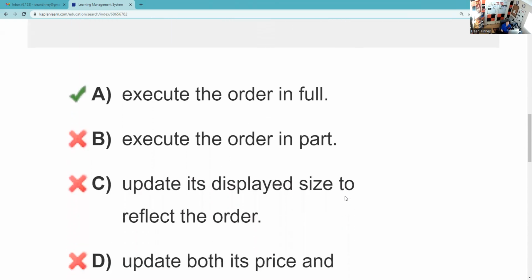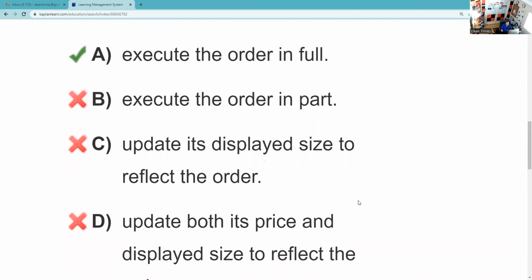Yeah, execute the order in full. So I'm not sure what the miss was here. I would imagine that if you missed this, maybe you missed it with C. I don't know if that makes you feel any better, but execute the order in full.